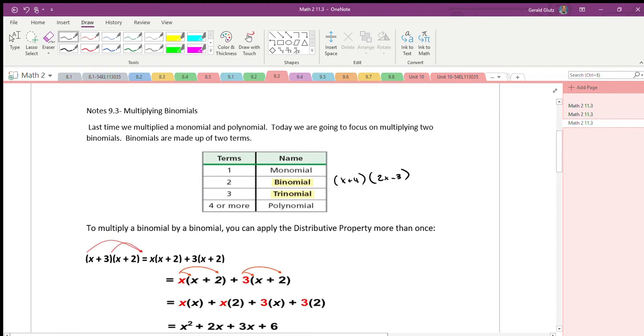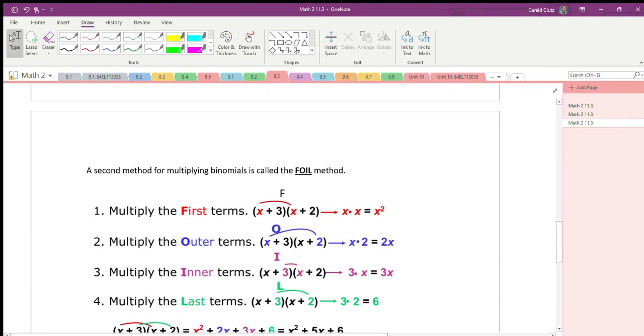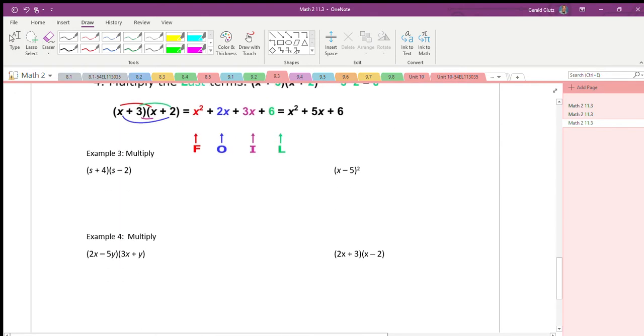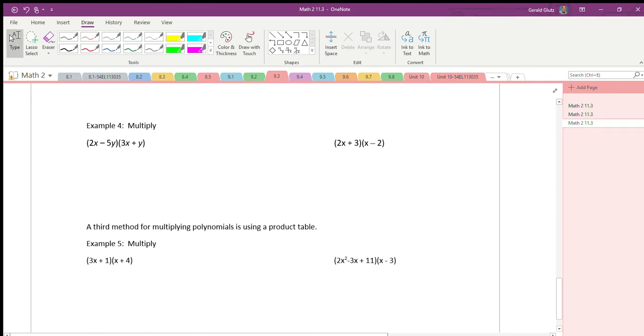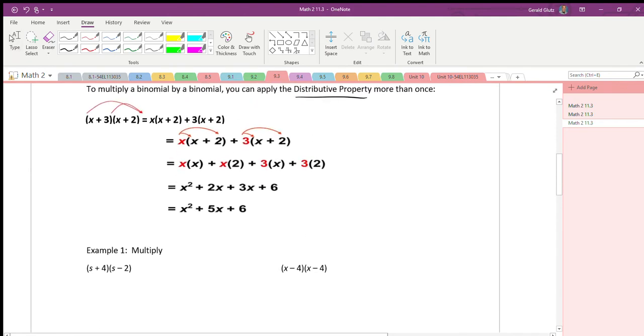There are three different methods that we're going to be talking about. The first is using the distributive property. Next page, we're going to be talking about the FOIL method. And then our last method, we'll be talking about using a box or a table. This last method is probably going to be the one that most of you use most often, but we'll get there.